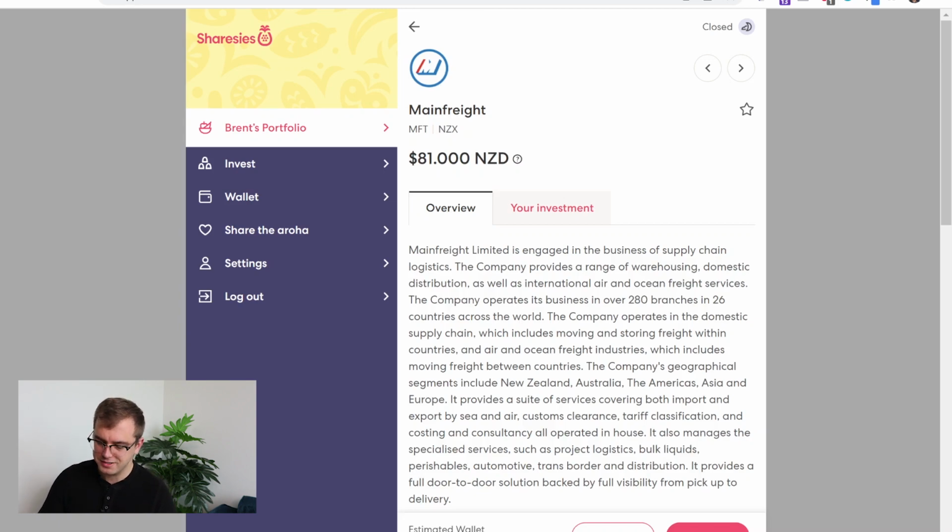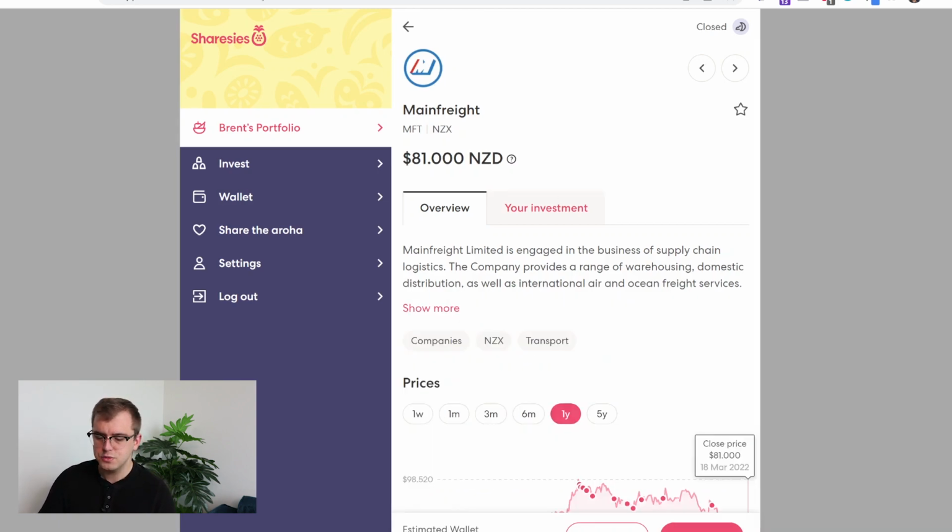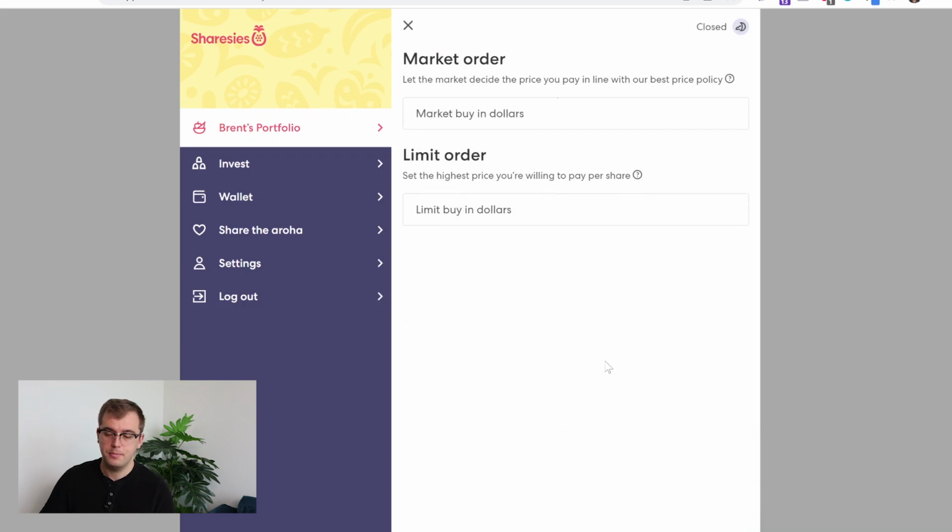What we can do is click this buy button down here, and this will bring up two selections that we can choose from, either a market buy or a limit buy. These are two different ways of purchasing a stock. Market buy is where we'll transact no matter what the price is when it comes to Monday. Today's Sunday, so the market opens on Monday.